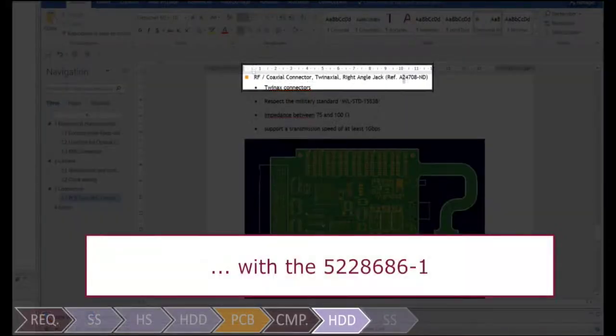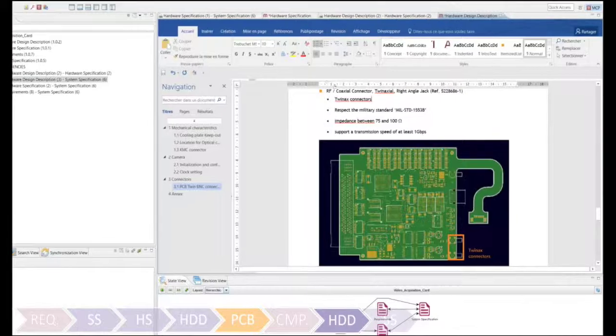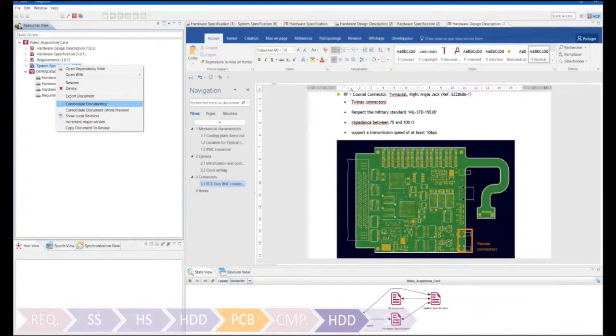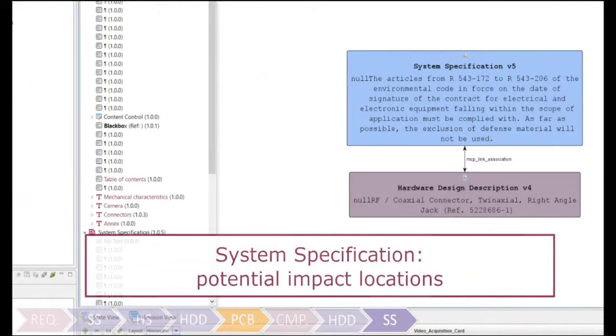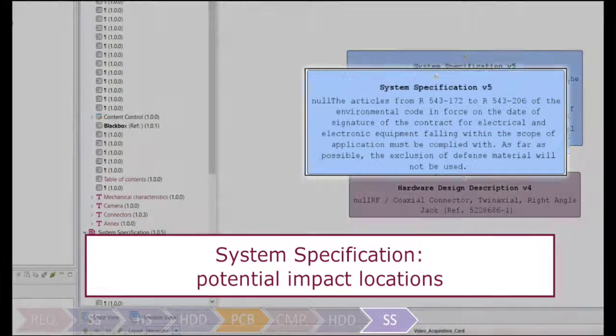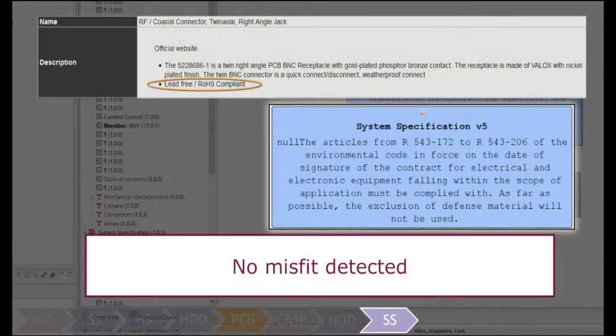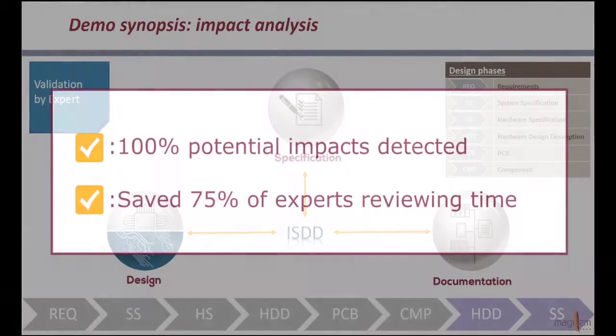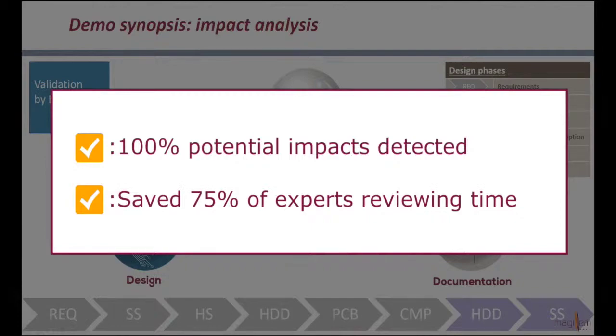The hardware design description is then updated. Both the new requirement and the one about hazardous substances are met. Again, the domains, specification, design, and documentation are all aligned. Obviously, the same principle is applicable to managing component obsolescence.